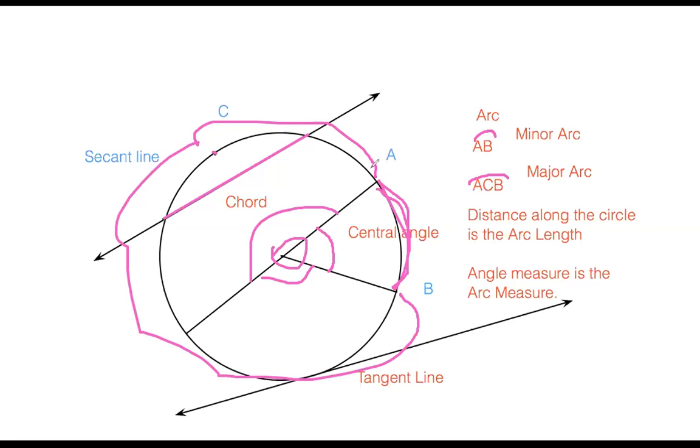And then the distance along the circle is the arc length. This would be the arc length, right here. The measure of the arc's length, we'd write as m, and then AC, with a line drawn over it. So that's the arc length. And then the arc measure is really the measure of this angle. So if this is 35 degrees, then the arc measure is equal to 35 degrees. No big deal.